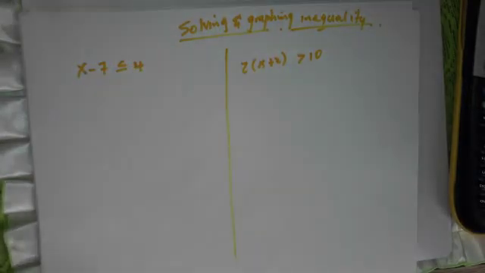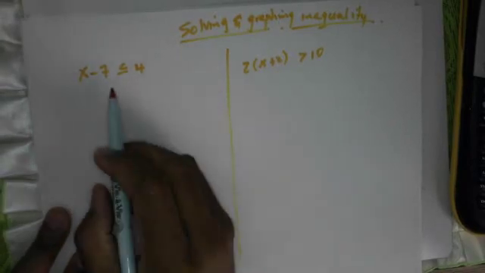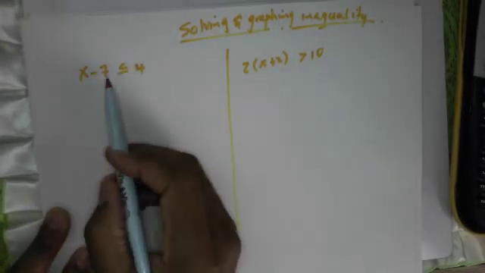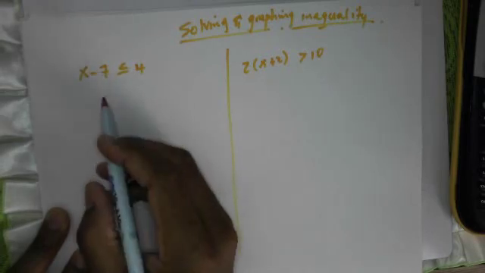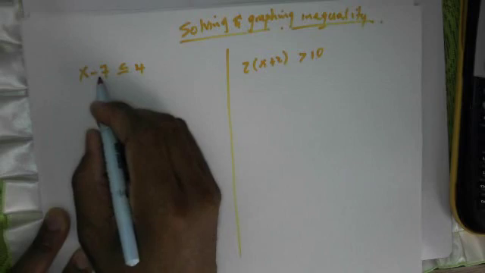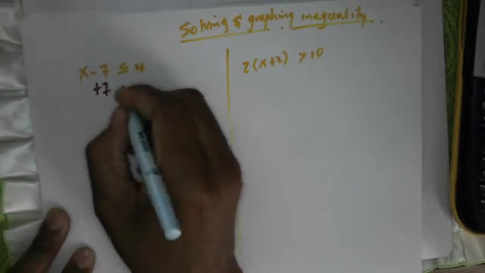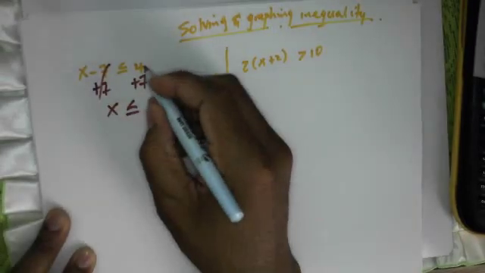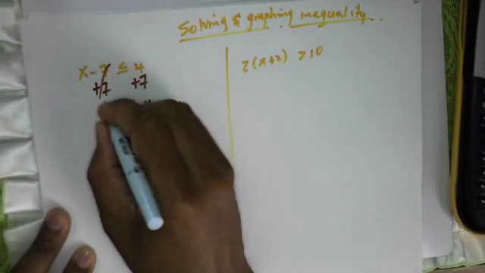As usual, if something is added or subtracted to our variable, we will get rid of those first. So we have a 7 subtracted from our variable, so we do the reverse operation. The reverse operation of subtraction is addition, so we add 7 to both sides. So x is less than or equal to 4 plus 7, 11.